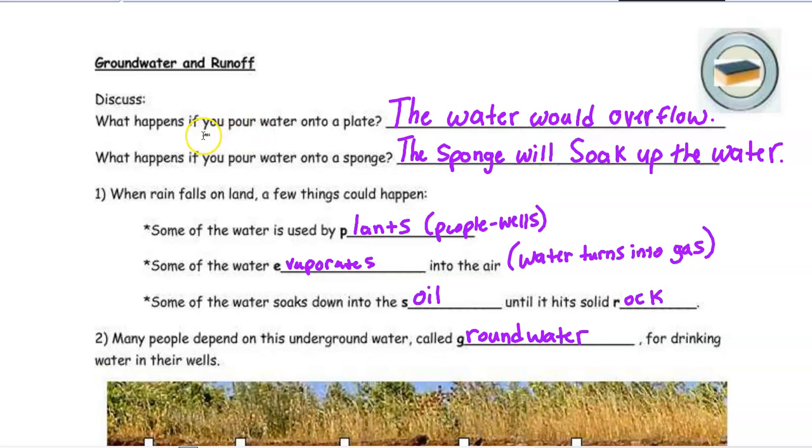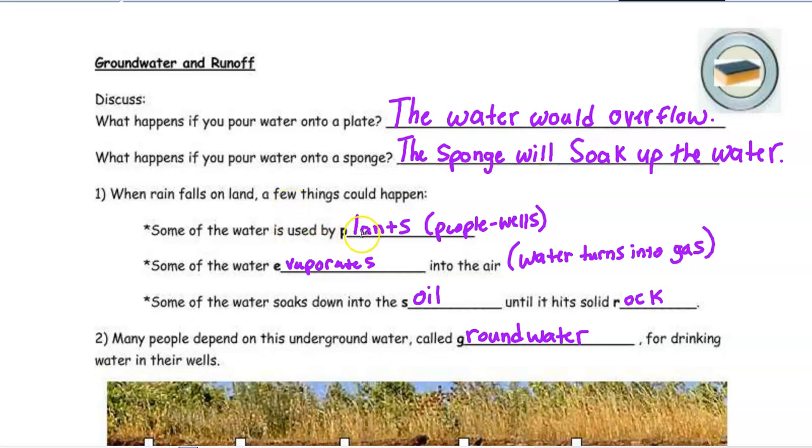The opposite is true when using a sponge. A sponge with its little holes is going to soak up as much water as it possibly can. As you read, you should have been able to fill in these blanks. When rain falls onto the land, or other precipitation, a few different things can happen.